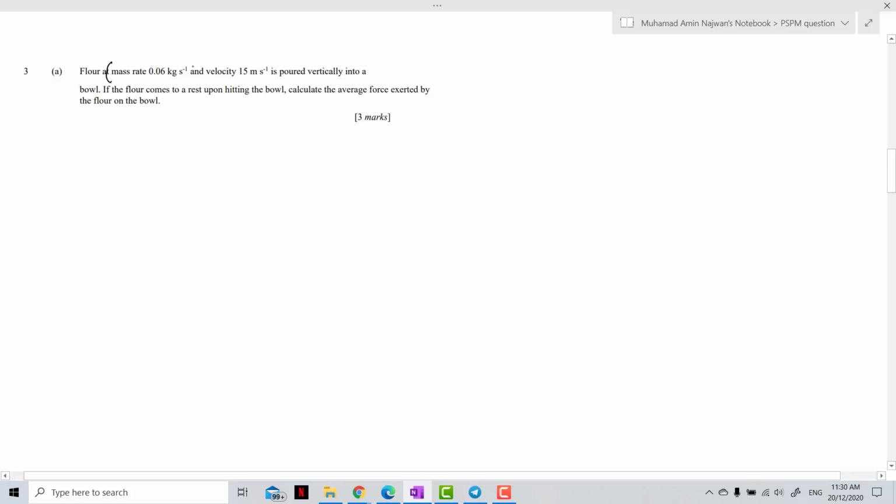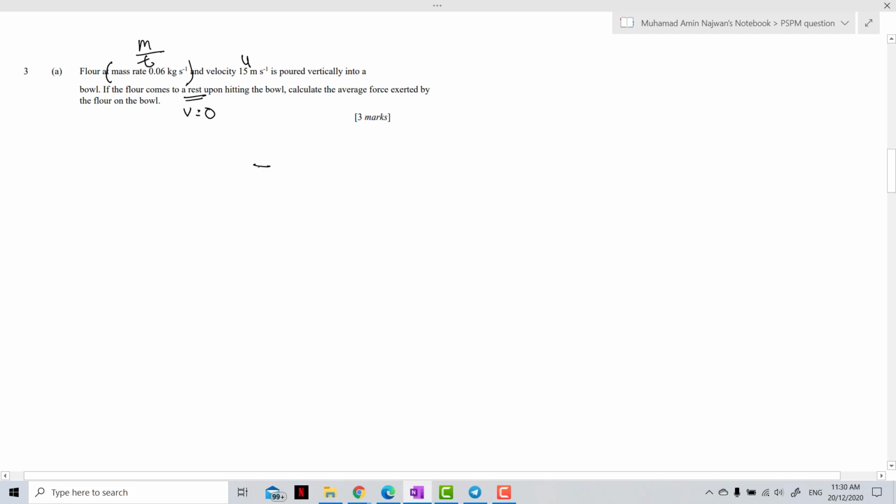Some may say, what is this, sir? You didn't teach mass rate. Mass rate means mass per unit time, M per T. And velocity of 15 meters per second. So this is your U. Put vertically into a bowl. If the flour comes to a rest, so this is your V equals zero. Calculate the average force exerted by the floor on the bowl.